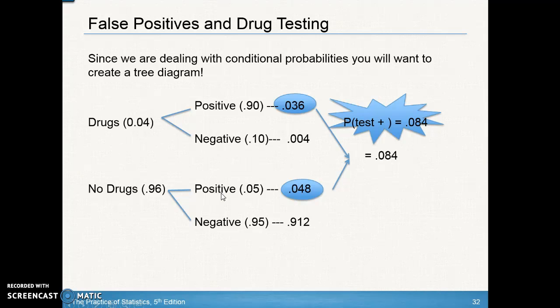Okay, then the next thing we know is we can get a false positive 5% of the time. So what does a false positive mean? A false positive means that if you didn't take drugs, so it's the condition that you didn't take drugs, that you are still going to get a positive.